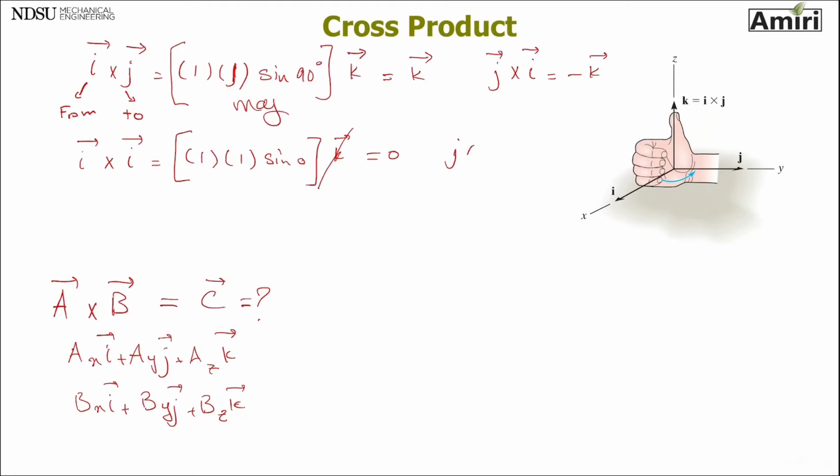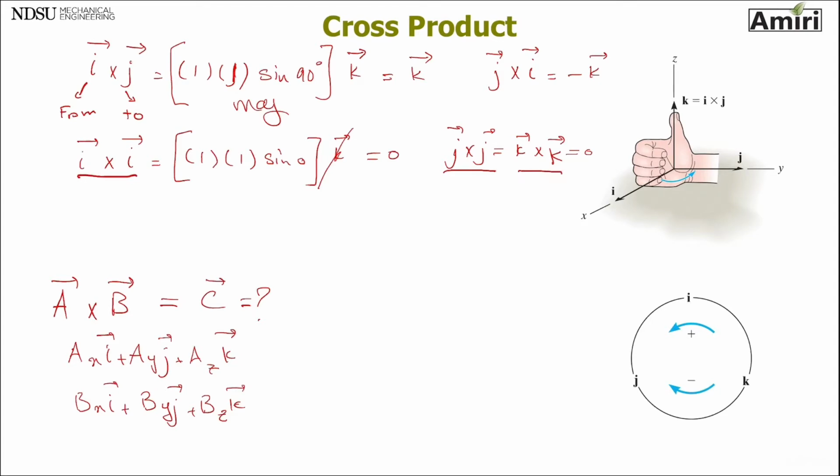And same thing with J cross J and K cross K, these are going to be 0. So there is a helpful hint that you can remember. All of the I cross I, J cross J, K cross K is going to be 0. For anything else, you can move on this circle.